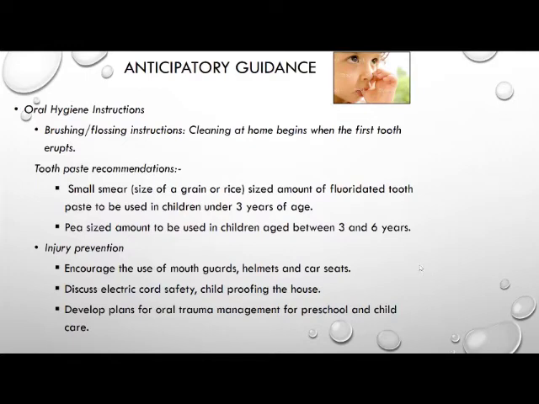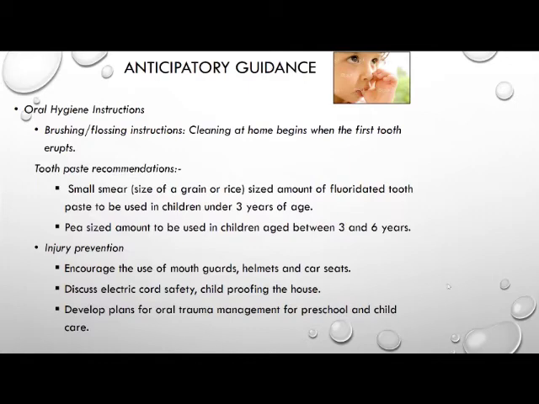You encourage the use of mouth guards. If you have kids who play sports who are older than infants or toddlers, you might want to encourage the use of mouth guards so as to prevent injury to any permanent tooth. You want to encourage helmets if they ride scooters, and definitely car seats for infants and toddlers. You need to talk about electrical cord safety. Infants and probably even some toddlers keep putting electrical cords in their mouth, and you definitely want to talk about that because that could cause burns in the mouth.